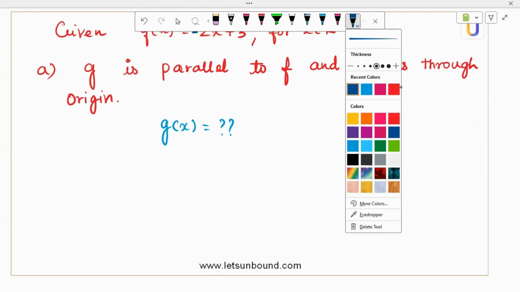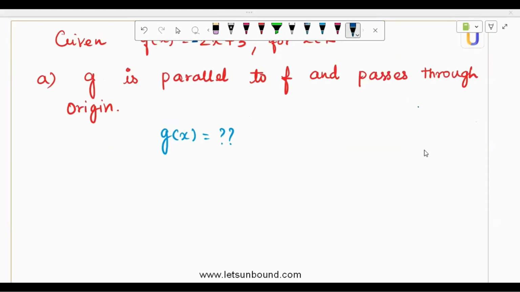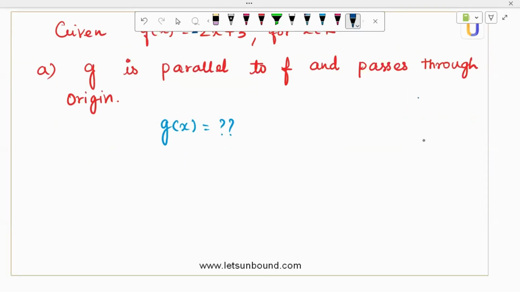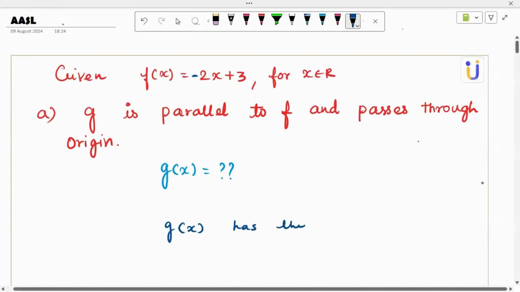Since g is parallel to f and passes through the origin, g of x is parallel. Parallel lines will have the same slope, right? A linear function is a line. So the gradient of g of x has the slope, or gradient, minus 2.